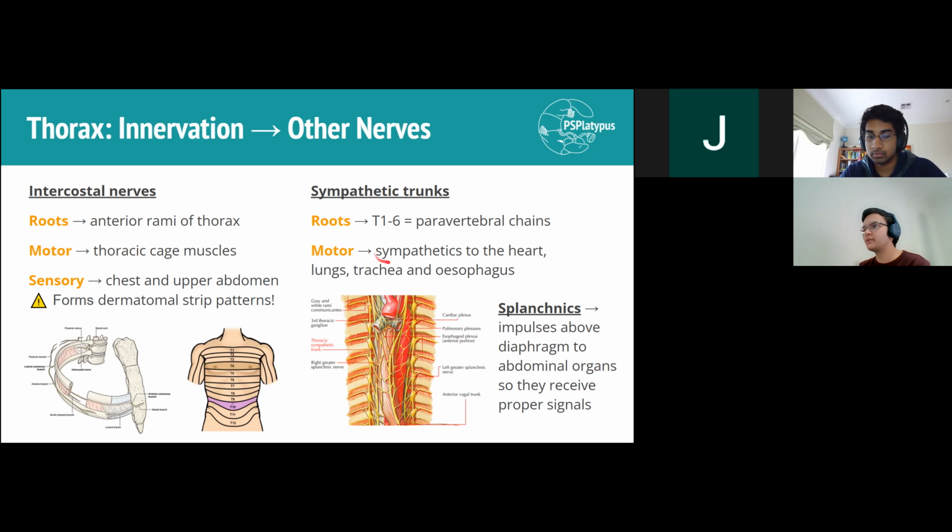And they're going to supply sympathetics to the heart, which we'll discuss next week, the lungs, the trachea, and the esophagus. So a lot of different organs supplied. Splanchnic nerves, they're not as important with thorax, they're more important with abdomen.